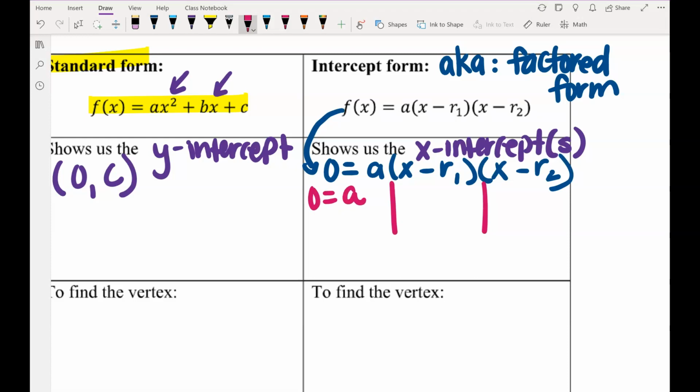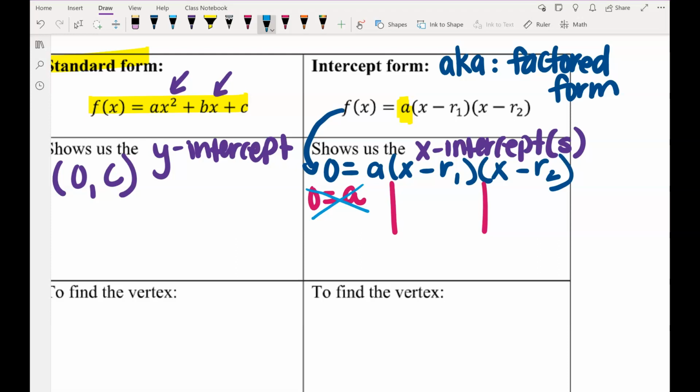Well, let's talk about the value of a. Can a ever be 0 in a quadratic equation? So think about it. No, because what is 0 times anything? 0. So that's no longer a quadratic equation. So this would always be ignored. a may never be 0 in a quadratic equation.